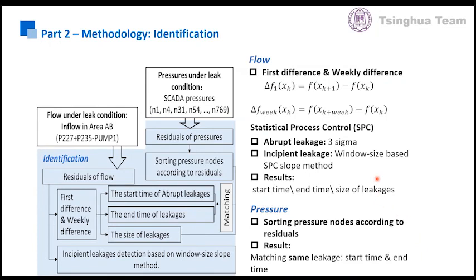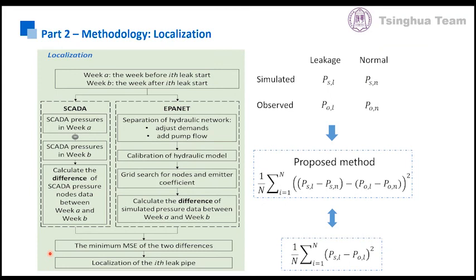For localization, we use the idea of control variates to localize each leakage for area AB. We find two weeks, one with the leak and the other without the leak. Then, we take the difference between the observed pressure data at the corresponding time in the two weeks. Grid searching is conducted for nodes and emitter coefficient in EPANet simulation, and we calculate the difference between the simulation pressure results as before. Finally, the MSE of the two differences is used as the evaluation function for this problem. We could find the high probability area of leakage with low MSE value.